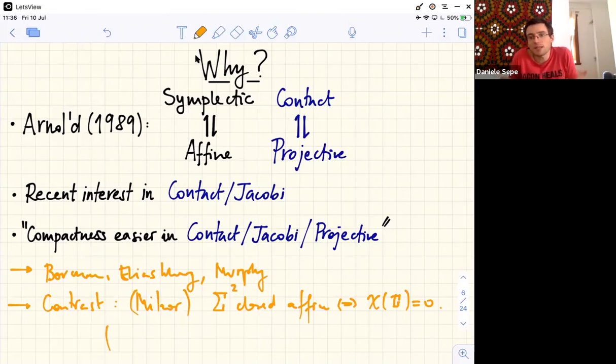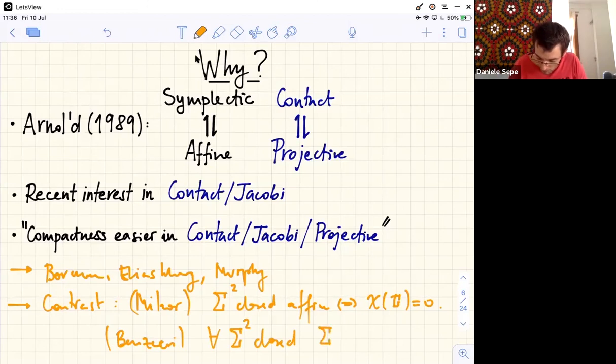I mean, if things are hard for surfaces, my understanding of manifolds beyond surfaces is very sketchy. Now there's a French guy called Benzécri, I hope I pronounce his name correctly, and he says, if I give you any closed surface, I can find a projective structure.